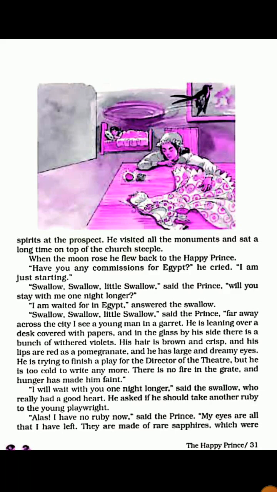He told the swallow that he saw a playwright. Playwright means an author who writes plays. So, the happy prince told the swallow that he saw a playwright in a little room. He was trying to finish a play for the director of the theater. But he was too cold to write. He was hungry also. So he asked the swallow to pluck one sapphire, one precious stone, which is of blue color, from his eyes and give that to the playwright.